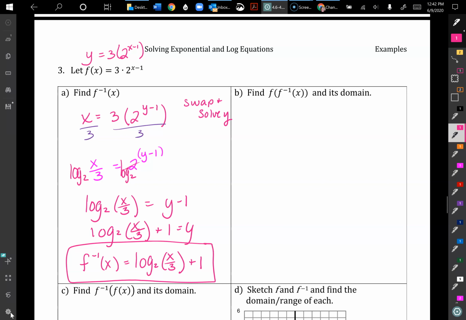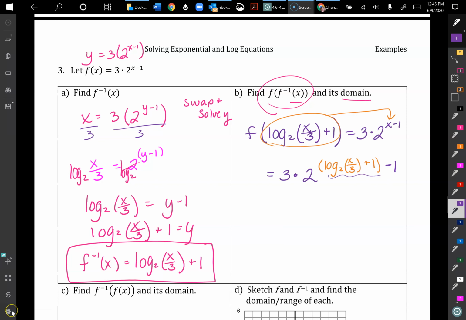So we have f of f inverse of x, which we need to find, and we're going to state its domain also. We need to think about, as we go through this, we should get an answer of x, but the inner function has to work. So x has to be greater than 0.